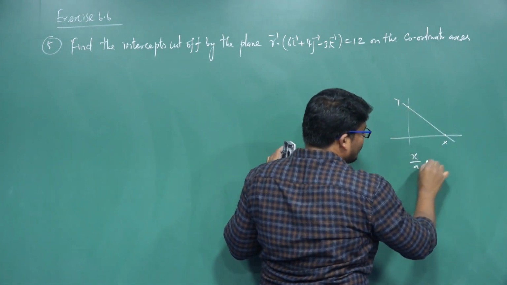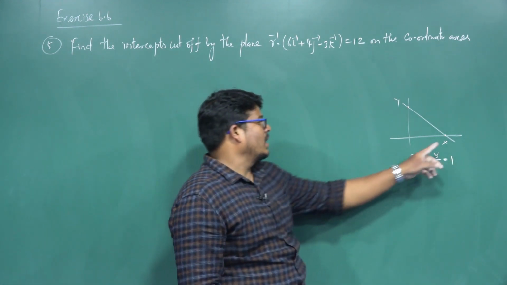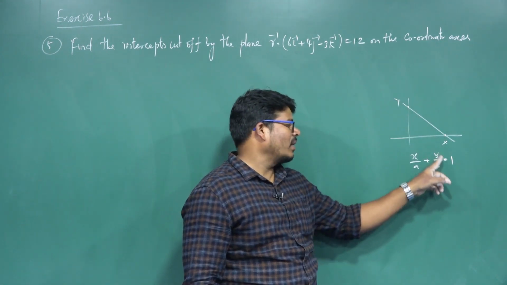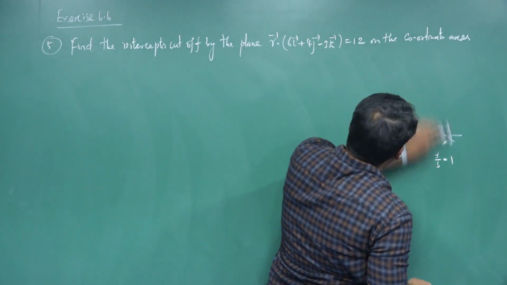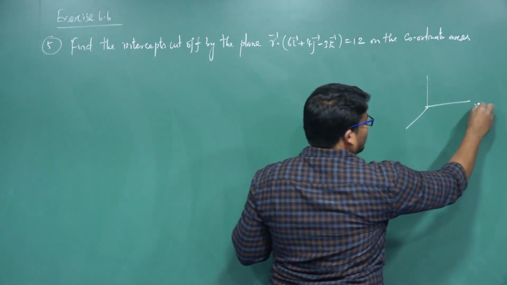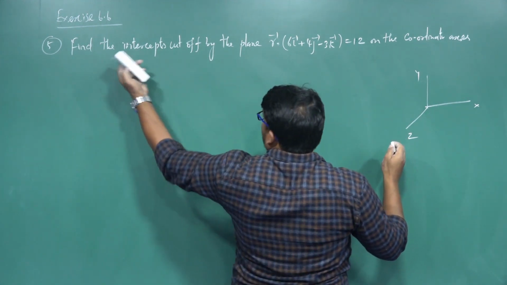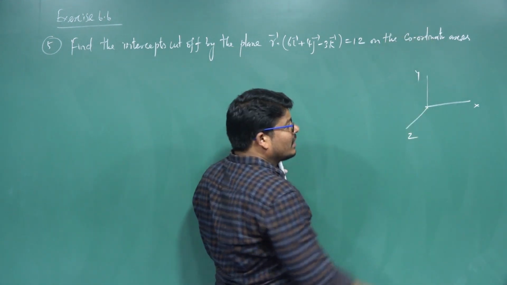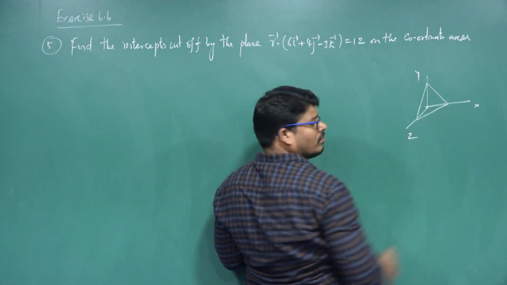The intercept form is x by a plus y by b equal to 1. The line intercepts the x axis and y axis, x by a plus y by b equal to 1. Now find the intercepts on the coordinate axes x, y and z, that is the x axis, y axis and z axis. Find the intercepts cut off by the plane on the coordinate axes.